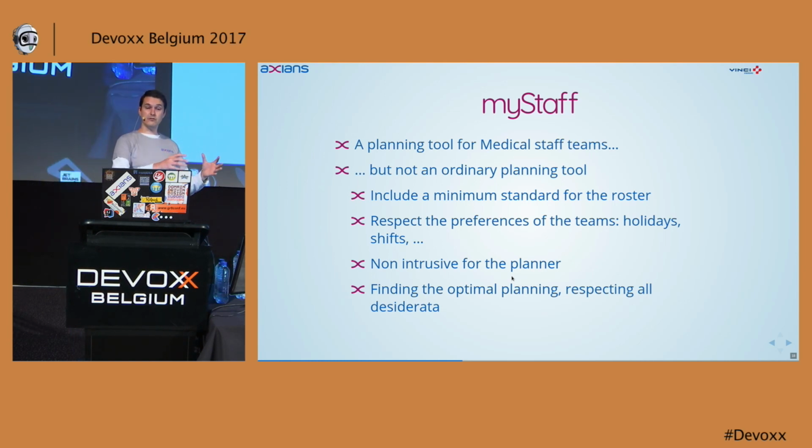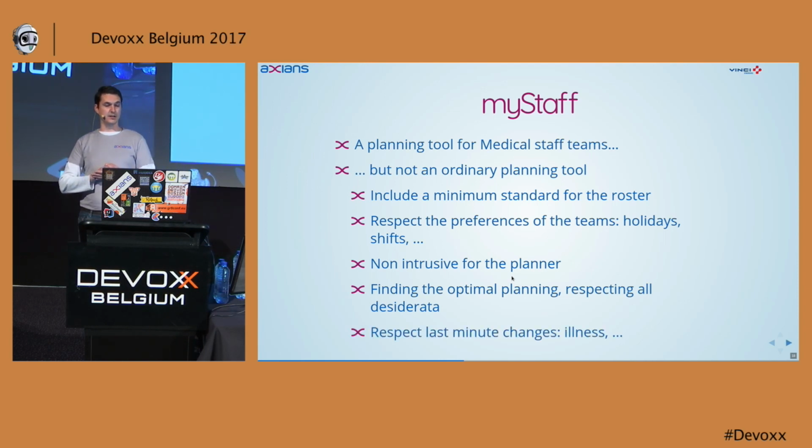So MyStuff, again, is not a traditional planning tool. It's a planning tool that wants to find the optimal planning for the medical staff teams, so they have the best planning that is available with respect to the parameters that were set up front. And of course, things can happen last minute. Things like illness, things like peak loads that happen due to an external disaster, for example.